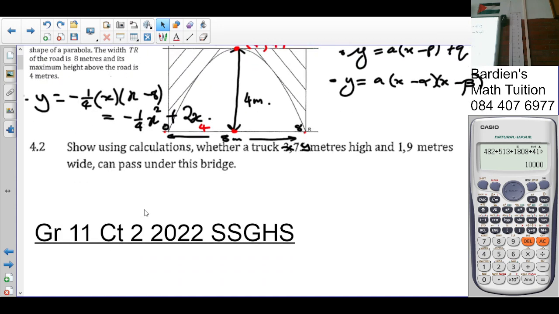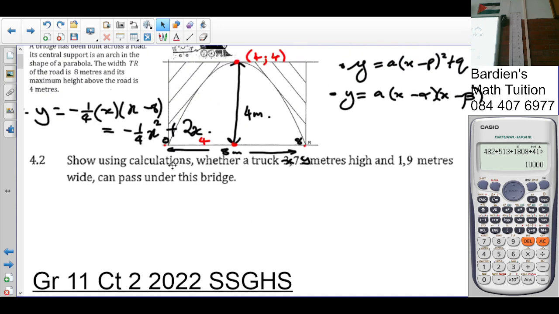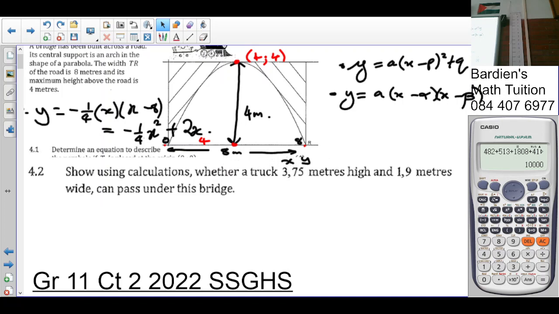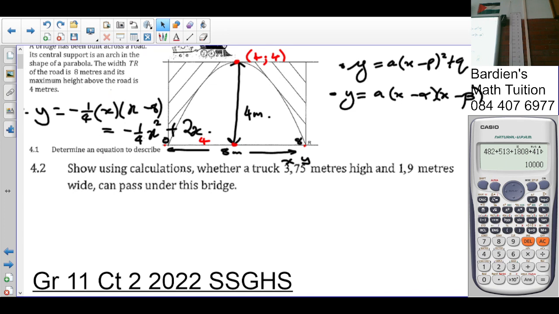Okay, so the B part of the question says, show using calculations whether the truck, which measures 3.75 meters high and 1.9 meters wide, can pass under the bridge. So, to pass under the bridge, it has to fit at least in that scenario. They didn't say it's a double line, a single line, whatever. They just say pass the bridge, under the bridge.